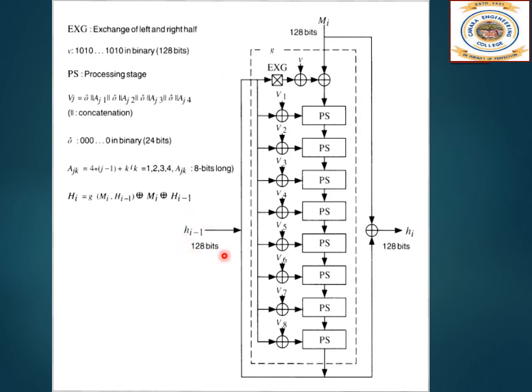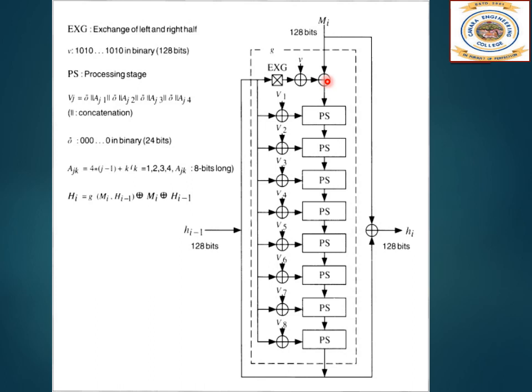Initially, the 128-bit hash of the previous message block, that is Hi-1, has its 64-bit left half and 64-bit right half swapped. You can see here the EXG block, where it is swapped. It is then XORed with the repeating sequence of 1 or 0 pattern. It is again 128-bit. And then it is XORed with the current message, that is Mi.